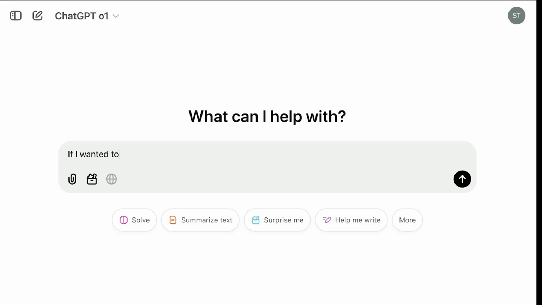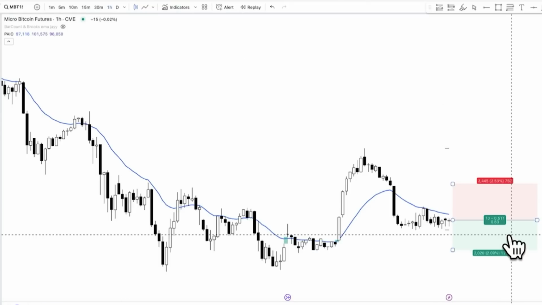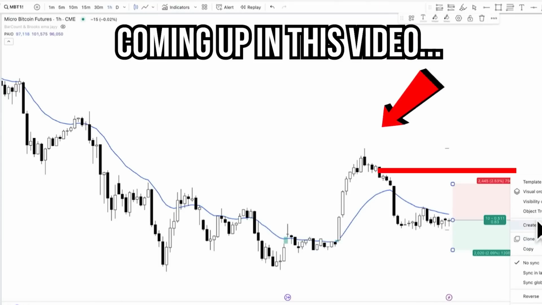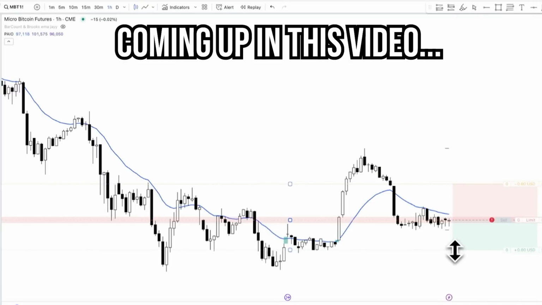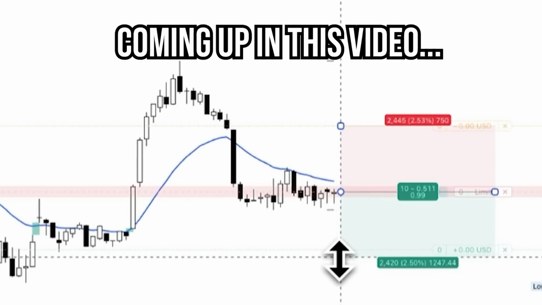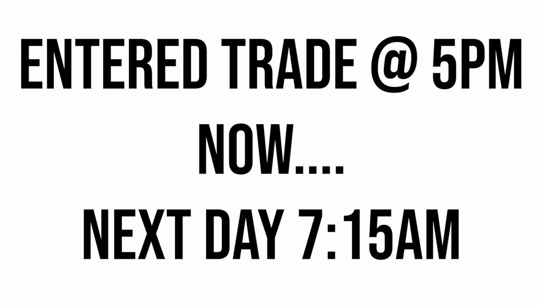Let's ask it, if I wanted to place a Bitcoin trade right now, what should I do? Bearish. Let's place a bearish trade, grab our short tool, put our stop loss just above this breakout, and we'll go for a 1-to-1 risk to reward, entering with 2 contracts, and we're in.